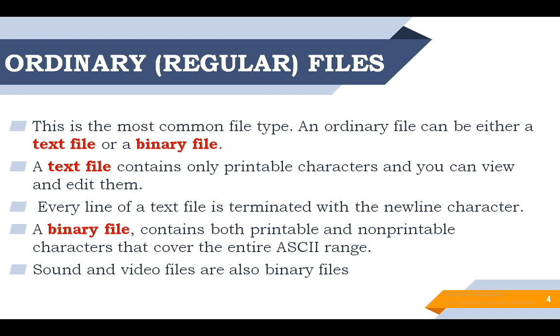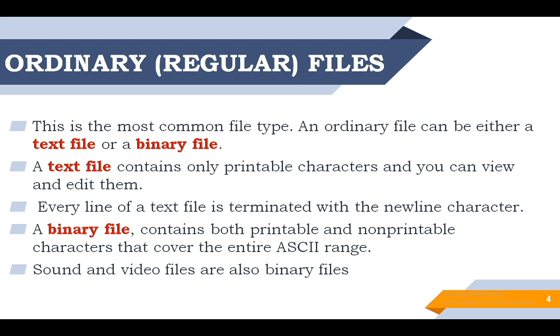An ordinary file can be either a text file or a binary file. A text file contains all normal data. It contains only printable characters, and you can view and edit those characters. Every line of a text file is terminated with the newline character. All C source files, Java files and shell script files are examples of text files.